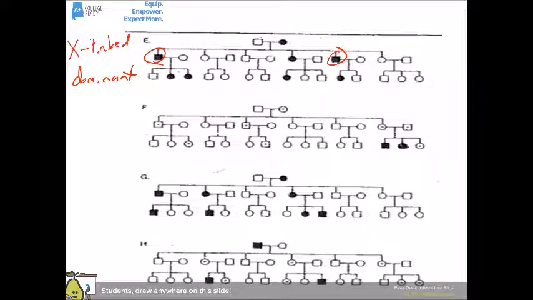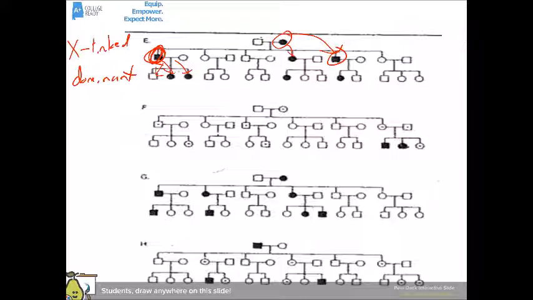And again, you can verify by looking at who passes it to who. Notice that affected females pass it to sons and daughters, but only some of them. Affected males, like this one, pass it on to every daughter, but no sons. That's a dead giveaway that this is an X-linked dominant trait.